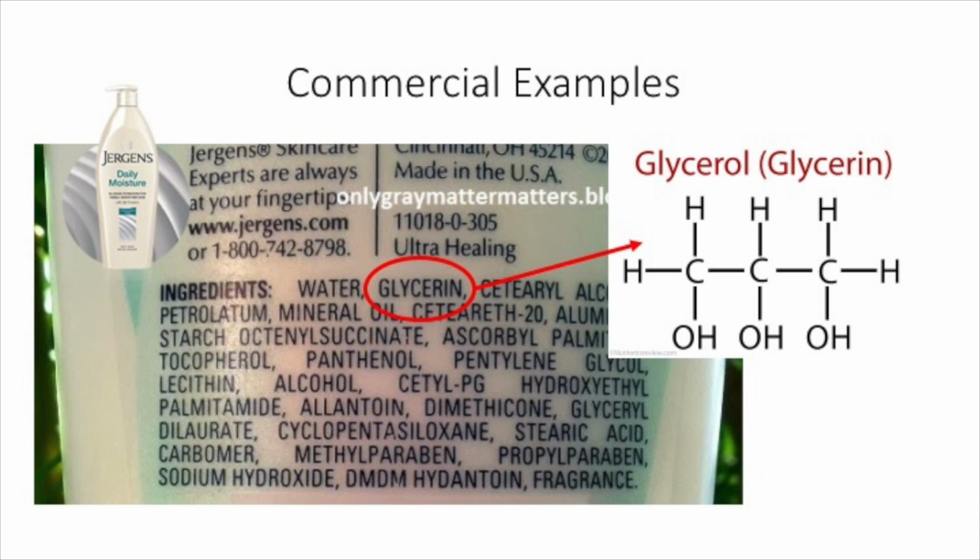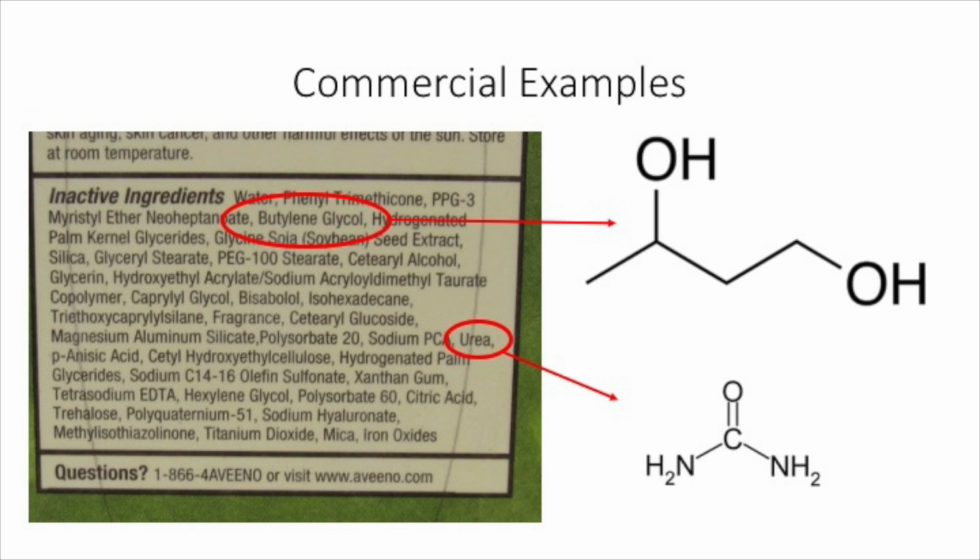There are many different types of humectants used in commercial products, but one of the most common is glycerin. As you can see, the molecule contains multiple hydroxyl groups that can form hydrogen bonds with water molecules outside the skin. Other types of humectants include butylene glycol, propylene glycol, urea, hyaluronic acid, sorbitol, and allantoin.